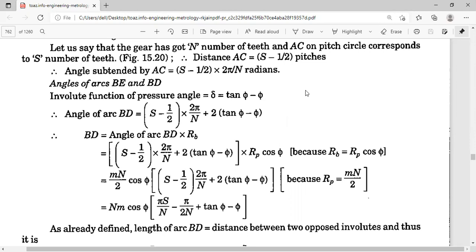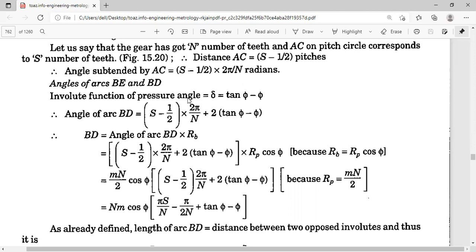So here you have to take into consideration this one, and what is the BD now? BD is nothing but the angle of arc BD into the base radius. But what is base radius? It is the pitch circle radius into cos phi. RB is equal to RP cos phi. Like that, we have RB is equal to RP cos phi. So what is the angle of arc BD?